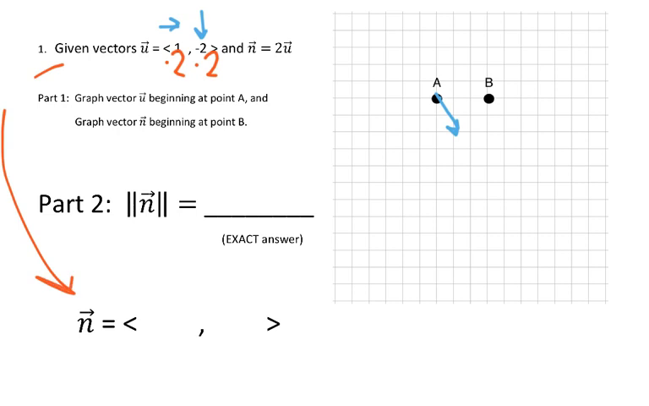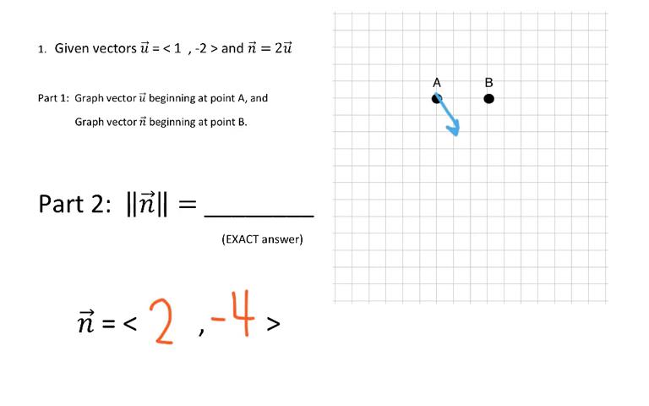It'll be okay. 1 times 2 is 2. Negative 2 times 2 is negative 4. Now I'm going to graph vector n. Vector n is twice times u. So when I get it graphed, and I'm going to use this component form down here, I should have a vector that looks twice as big but in the same direction.